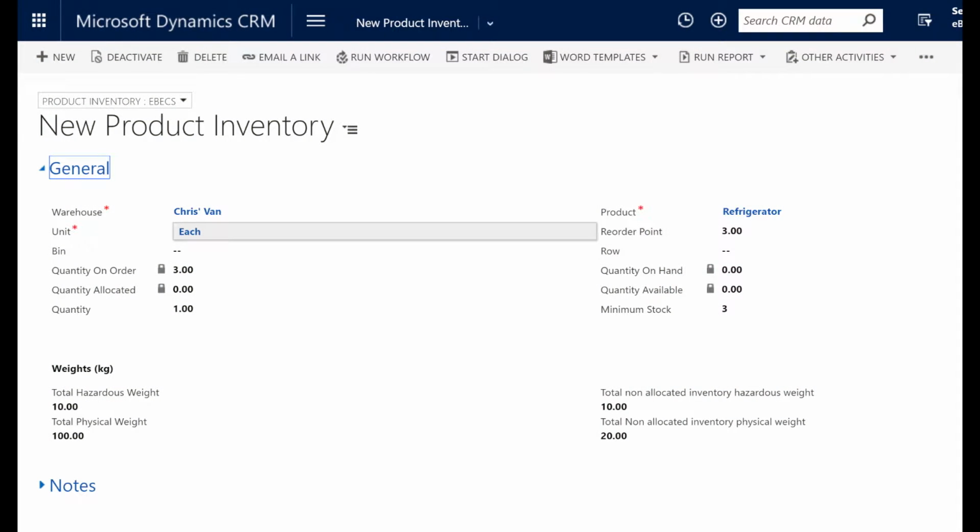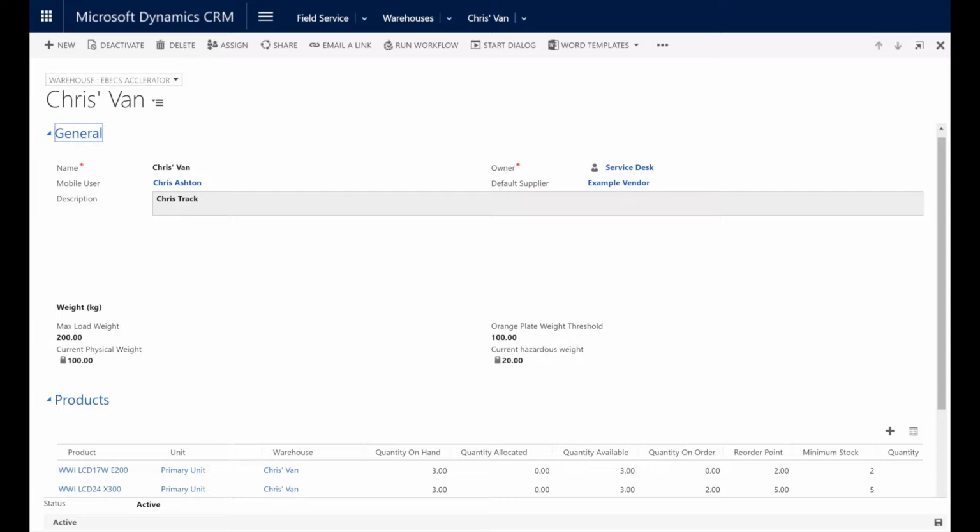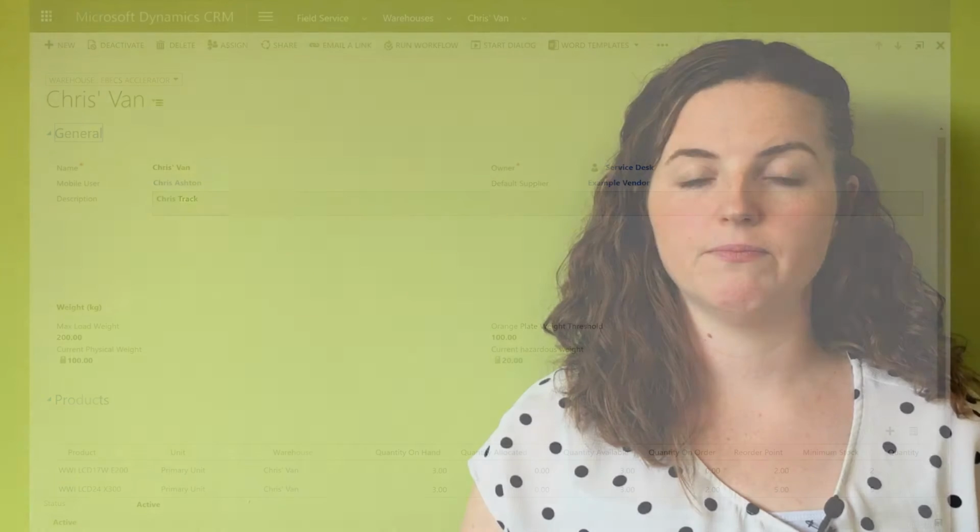What we did is we associated a weight to every product in the system. This weight could be a normal product weight or a hazardous product weight. We then recorded against a warehouse or a van or a truck the maximum amount of weight that truck would carry, the starting weight the truck had, and the maximum amount of hazardous or starting hazardous weight that truck had.